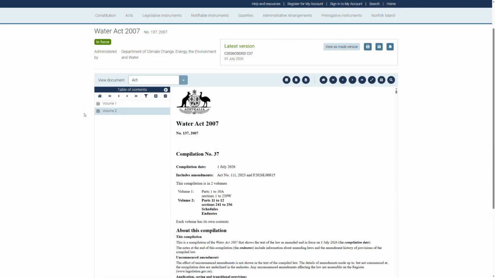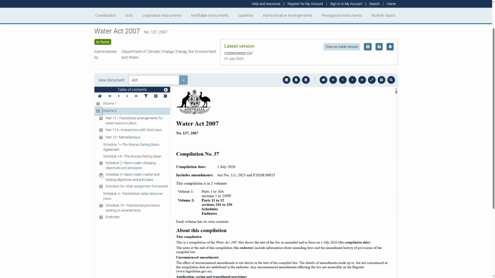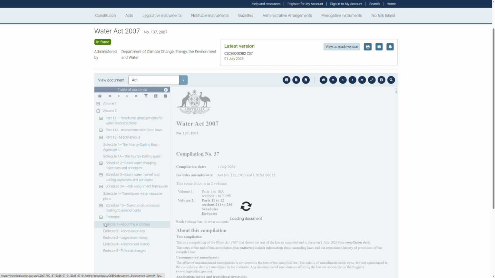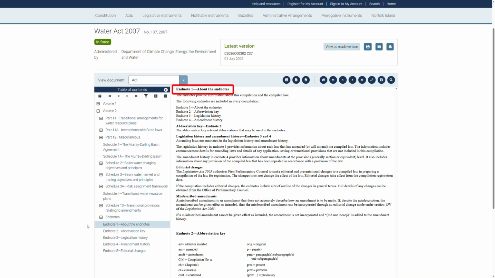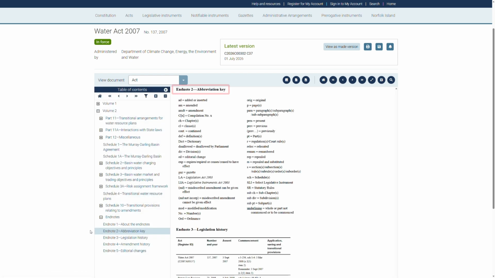Endnotes appear at the end of a compilation. They show how the law has changed over time and give information about the version of the law you are viewing. Let's look at the Water Act 2007. Here, Endnote 1 gives information about the structure of the endnotes. Endnote 2 describes the abbreviations used in the endnotes. For example, S means section.